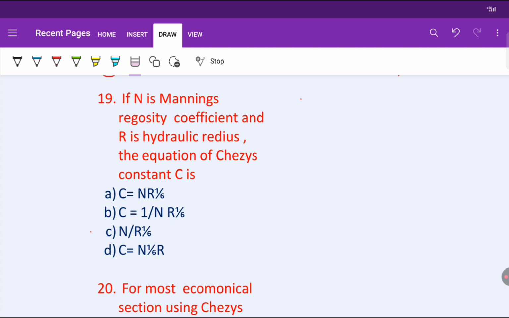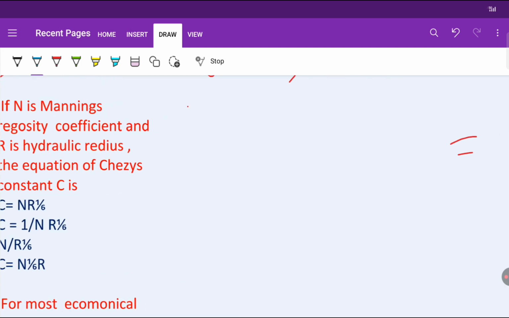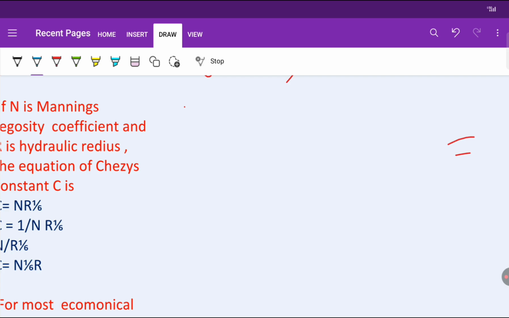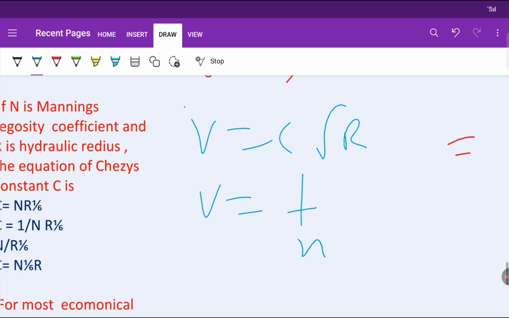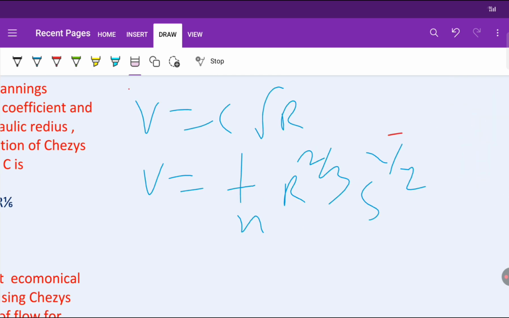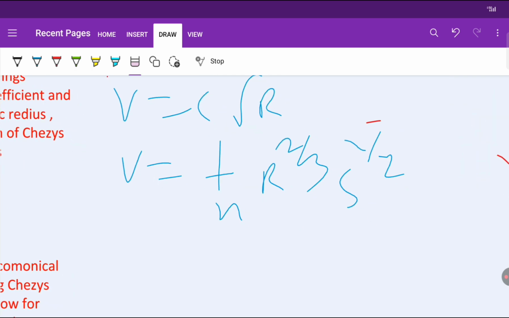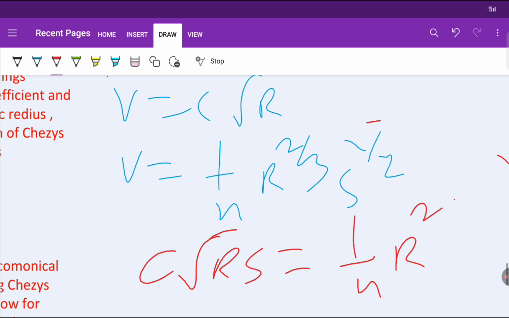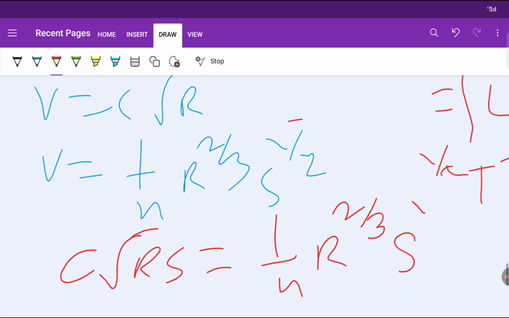So coming to the next question. If n is the Manning's rugosity coefficient and r is the hydraulic radius, the equation of Chezy's constant is? There are two equations for expressing velocity, Manning equation and Chezy's equation, right? V is equal to C under root of RS and V is equal to 1 by n r raised to power 2 by 3 s raised to power half, right? If I equate these two equations, then we will have it in terms of C, right? So C under root of RS equals 1 by n r raised to power 2 upon 3 s raised to power half.